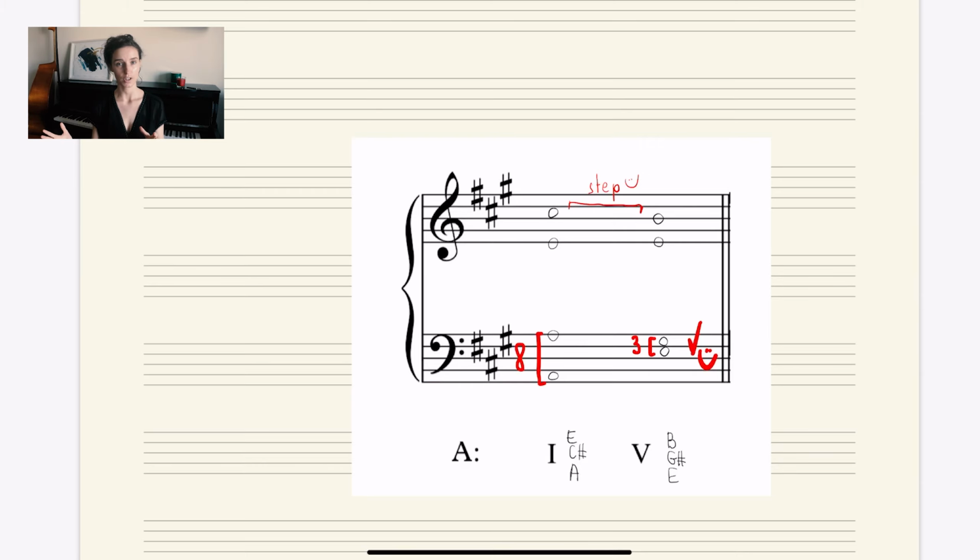And if you find parallel octaves or parallel fifths, you will have to move around the voices, move someone somewhere else to avoid the illegal parallel interval.